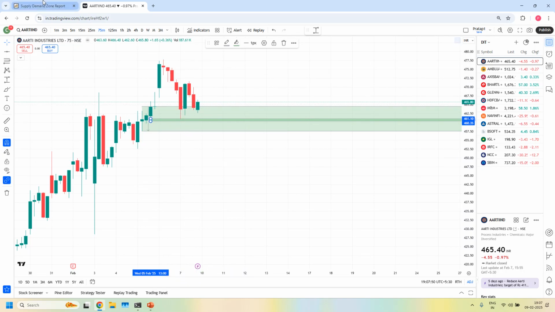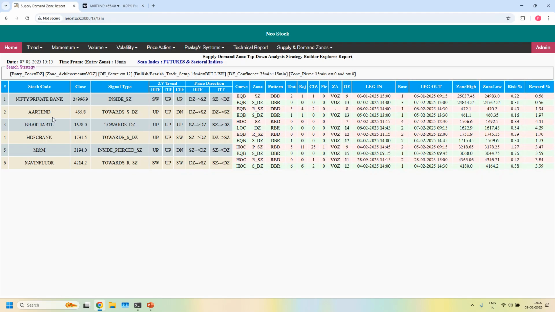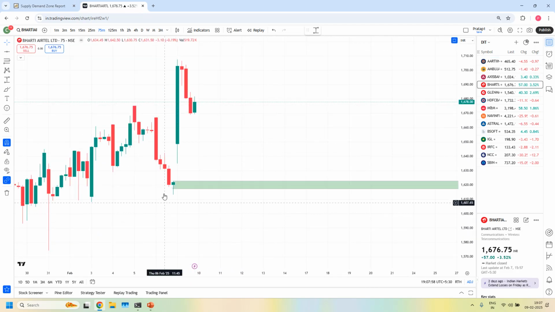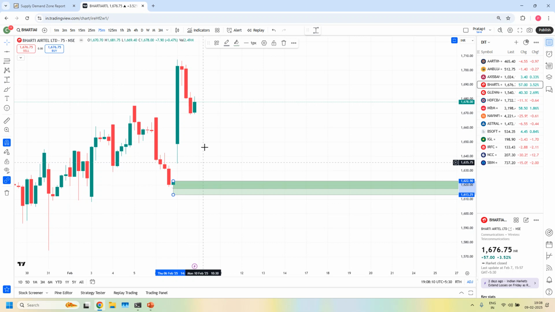Okay, fine. What else do we have? Next, Bharti Airtel. Let me open that. This drop base rally also should be there inside. This is a 75 minute chart. See now, here also we have drop base rally. Let me draw the zone. See, this is the 75 minute zone. Inside 75 we have a 15 minute zone.